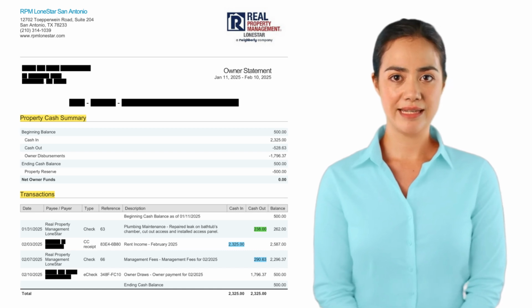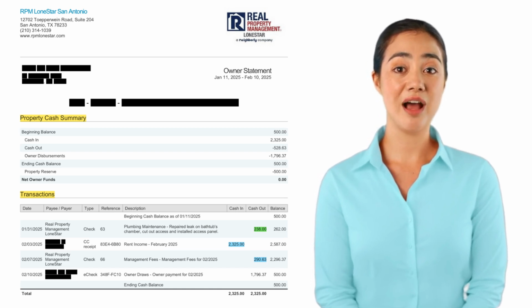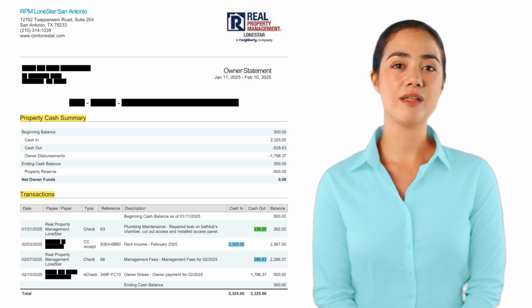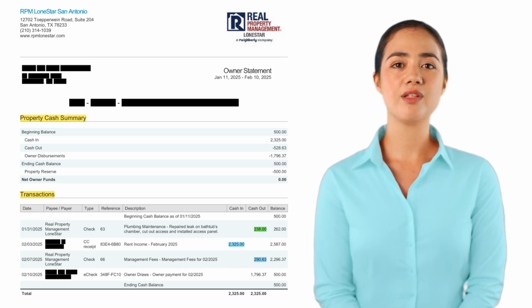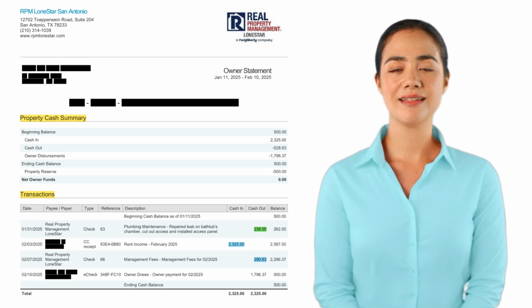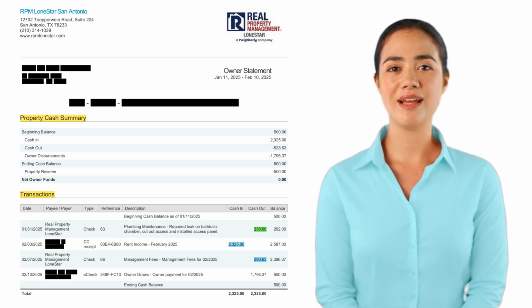As you can see on this statement, it is issued every month on the 10th of the month, without exception, even when the 10th falls on a weekend or a holiday. The statement covers the period from the last statement until the current statement is issued. There are 2 or 3 sections on the statement: property cash summary, transactions, and bills due, in case that there are still bills due to RPM LoneStar.